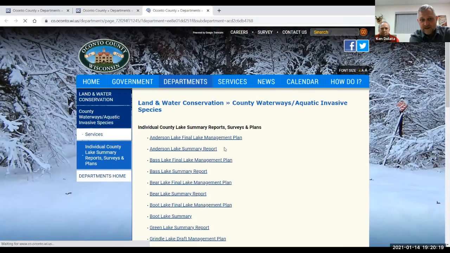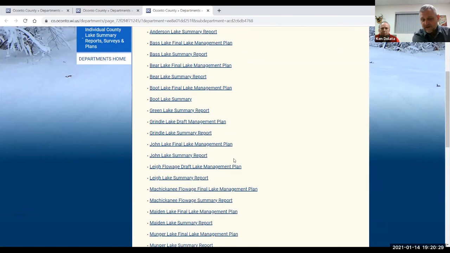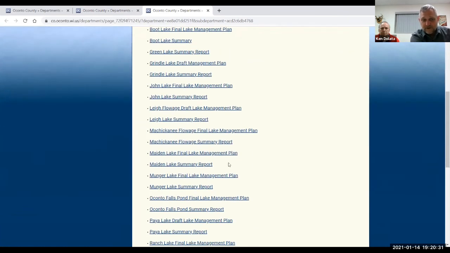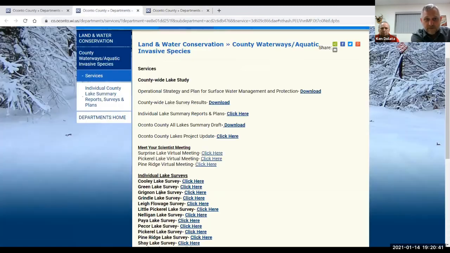It's got all the lakes in here, and you can see some of these have a final lake management plan, some have a draft, but the summaries for all of them. And these are the ones that have been studied so far. So you can go in, and Wescott's right down here, just a summary, because we're going to be starting on the draft after tonight. But let's get back to this.